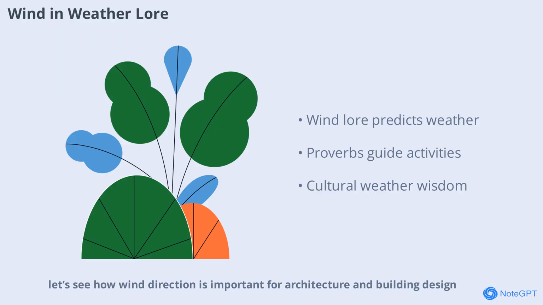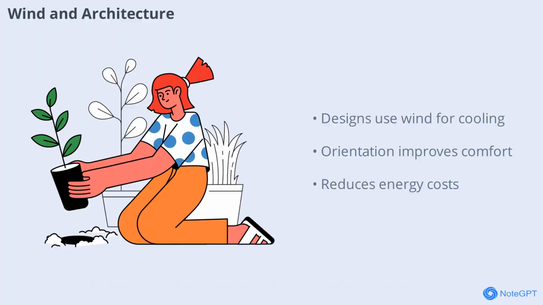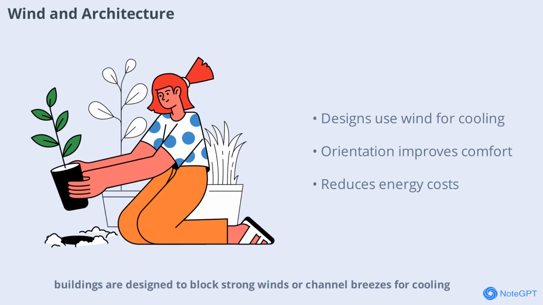Next, let's see how wind direction is important for architecture and building design. Architects consider prevailing wind direction when designing buildings to maximize comfort and energy efficiency. Proper orientation can enhance natural ventilation, reduce cooling costs, and improve indoor air quality. In some regions, buildings are designed to block strong winds or channel breezes for cooling. Understanding wind direction helps create sustainable and comfortable living spaces.